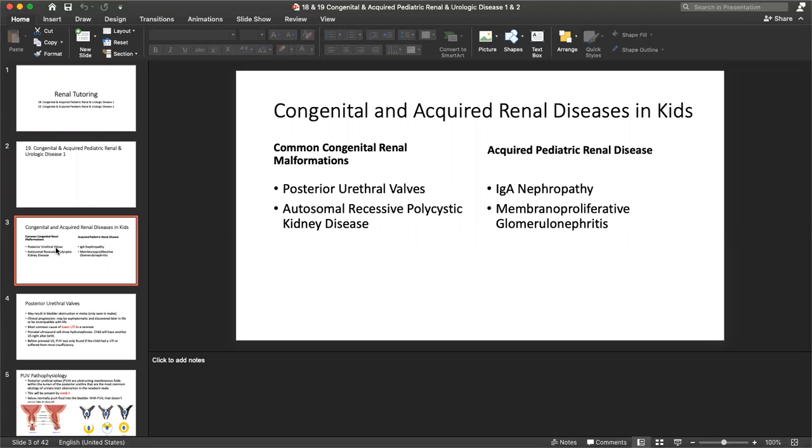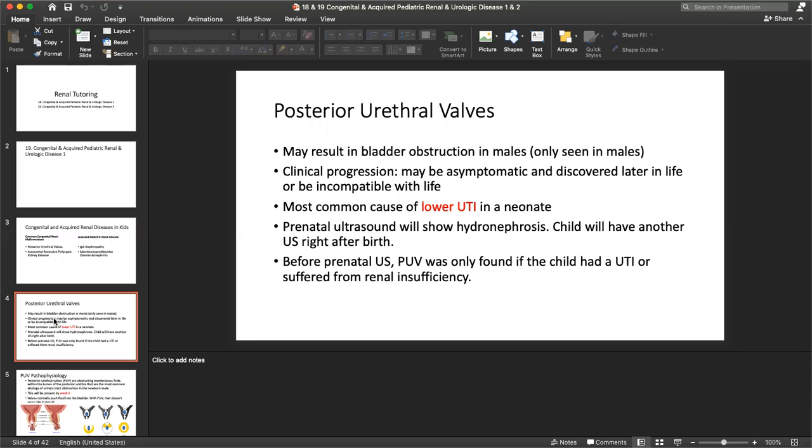Congenital and acquired diseases. Common congenital diseases are the posterior urethral valves and ARPKD, PKD, and acquired IgA nephropathy and membranoproliferative glomerulonephritis. Okay, posterior urethral valves are the most common cause of lower UTIs in neonates.